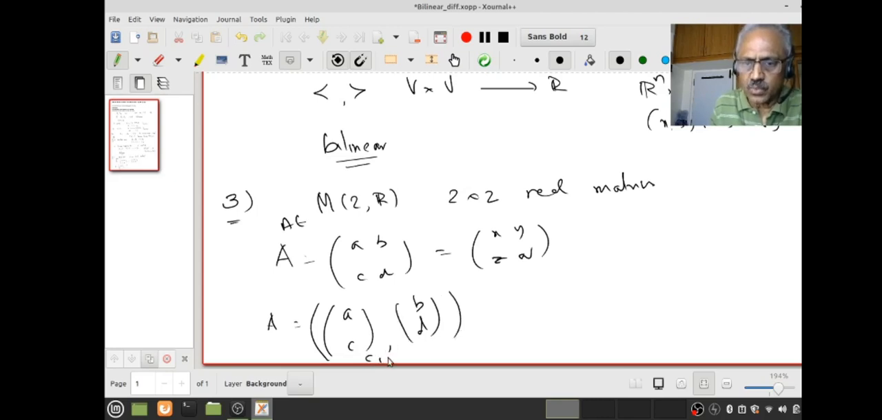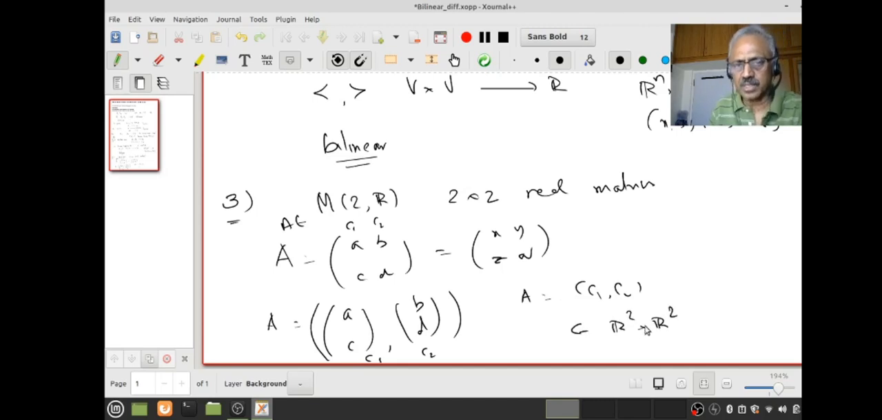So call this C1 and C2, first column C1, second column. Therefore A is a pair of two vectors. Therefore I can think of this as a vector in R2 cross R2. Remember, I always think of Rn as column vectors. Okay, I can think of any such matrix as an element of R2 cross R2. Is that clear to you?